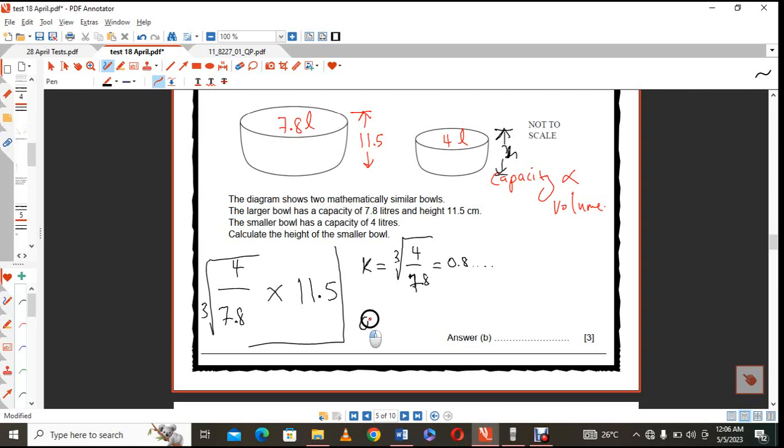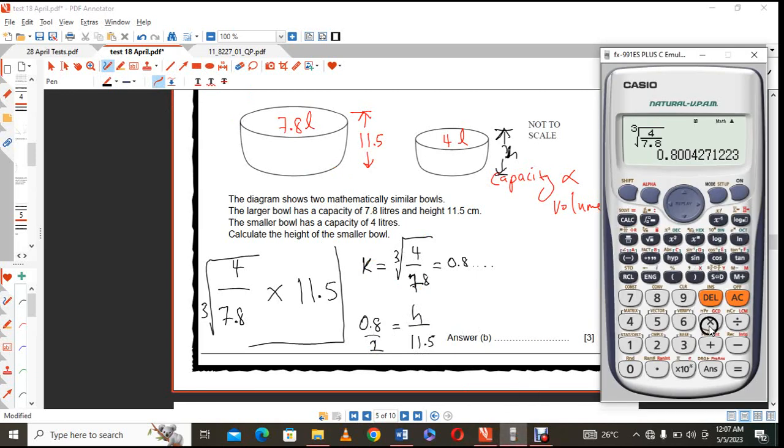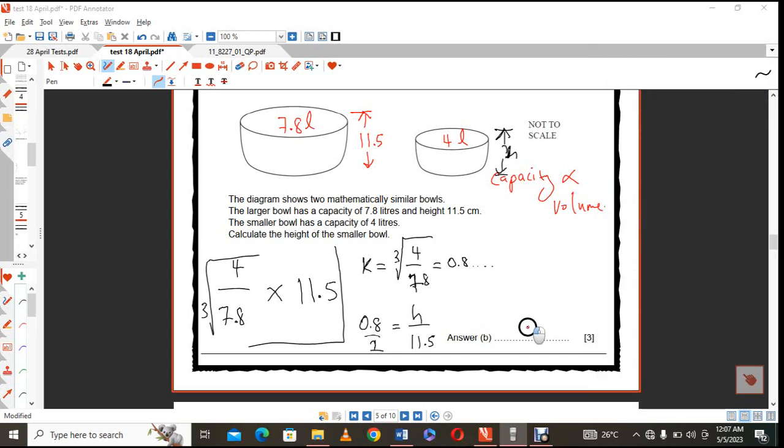So I can say that 0.8 is equal to the height of the small one over the height of the big one. So we cross multiply. Basically, that's how you find that answer. So we say that times 11.5, and that gives you 9.204 centimeters. That would be the height of the smaller one, give or take.